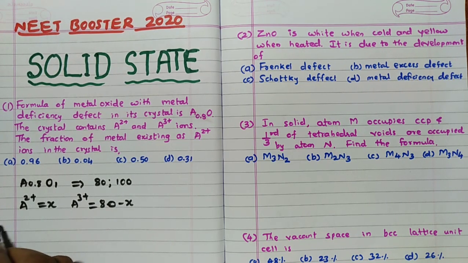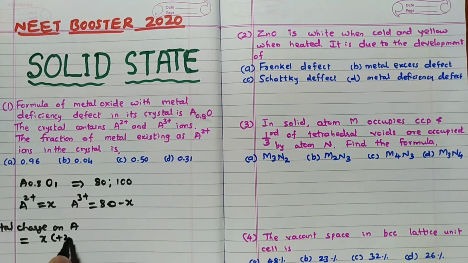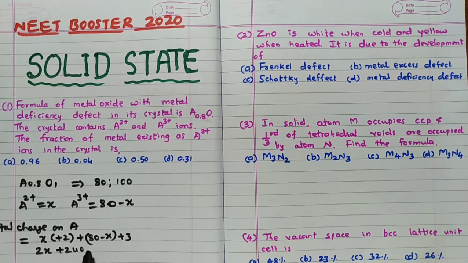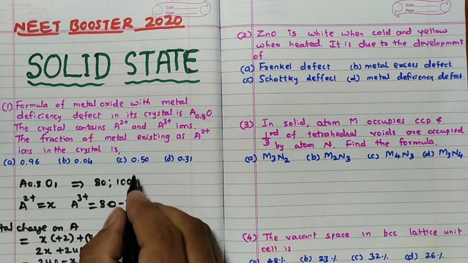So hence we can say total charge on A is equal to x into plus 2 plus (80 minus x) into plus 3. I hope you understood. So the total charge on this A, including A2+ and A3+, I will write. If I simplify this, 2x plus 240, 80 into 3, minus 3x, is equal to 240 minus x. This is one part.